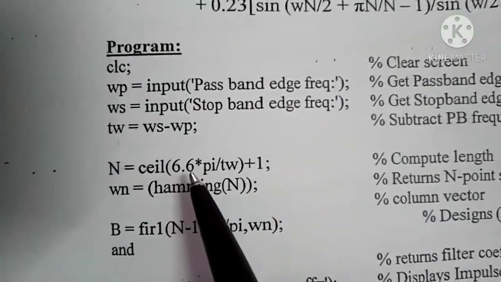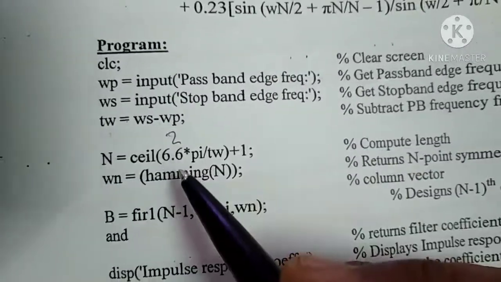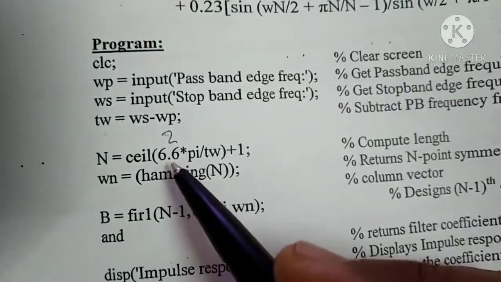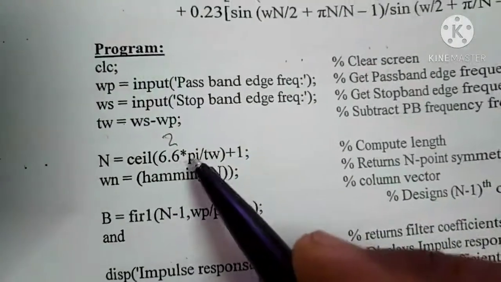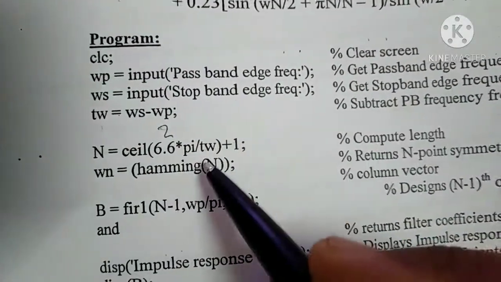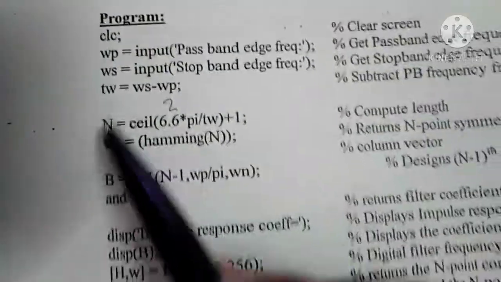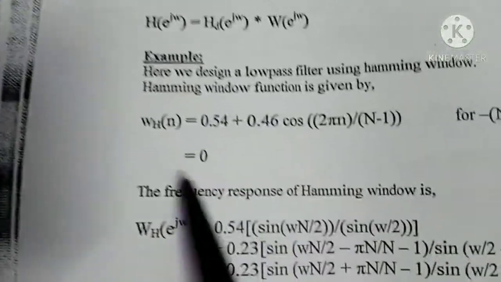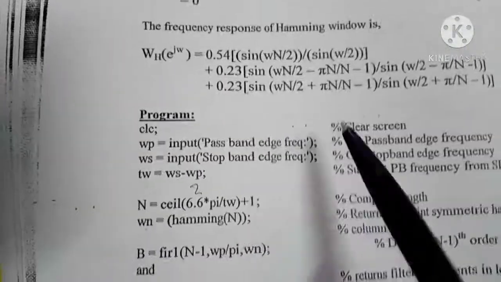Here, for the Hamming window I have to take 2, or for the Kaiser window I have to take 4, and other values. So we can take this also. For accuracy we have taken 6.6 pi. Instead of 2 pi, I have taken 6.6 pi divided by omega s minus omega p, that is the transition width, and that gives the order. When we give this order of the filter, it will calculate the value of omega n by using this formula. Once we know the omega n value, we can filter.